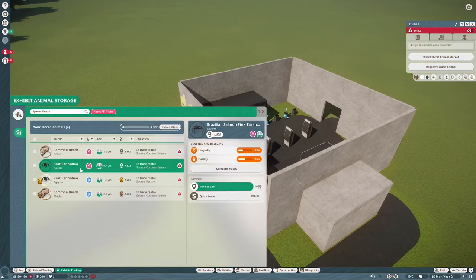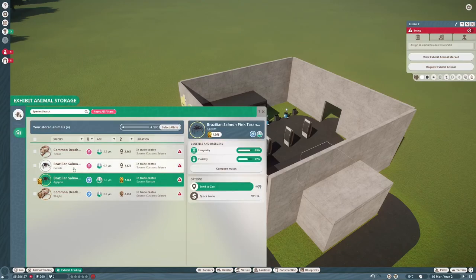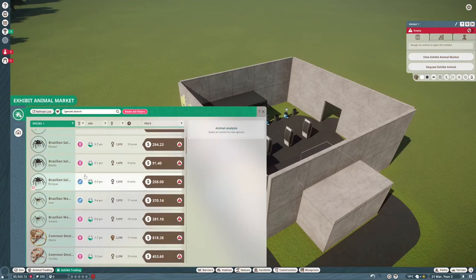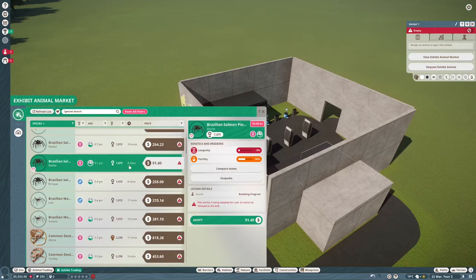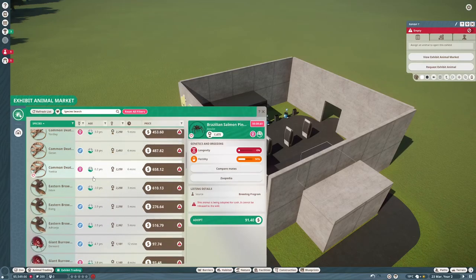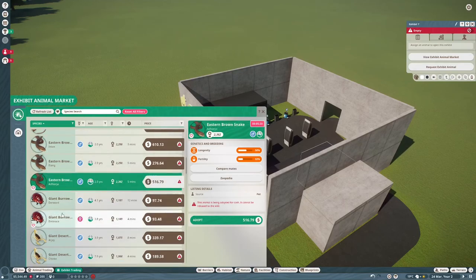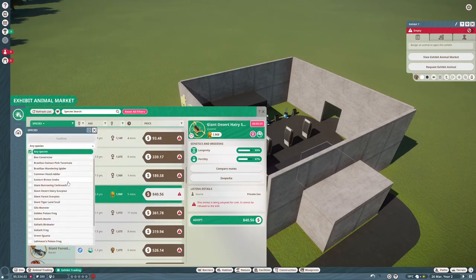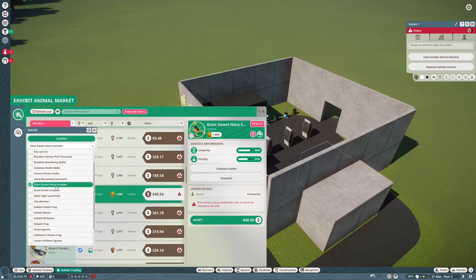I'm thinking, should we do two different habitats with the same species and see if we can just reproduce like mad? Might be an idea, you know, but are the guests gonna be happy with that? That's the question. I mean, look at this. Well, it doesn't have longevity, that spider, but Eastern brown snake. Okay, let's check giant desert hairy scorpion. What a name. Giant desert hairy scorpion.